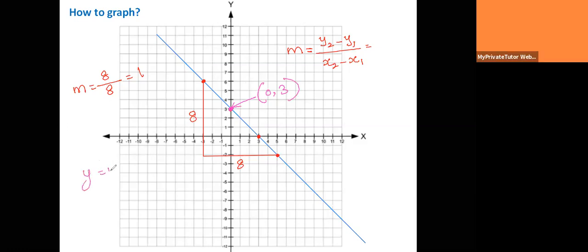So you know that the basic formula, or rather slope-intercept form, is y equals mx plus c. So you know the m value, which is 1, and you know the c value, which is 3. So that's the equation for this line. One thing: since it is decreasing, it is a negative slope. Sorry, guys. So the equation is y equals minus 8x plus 3.